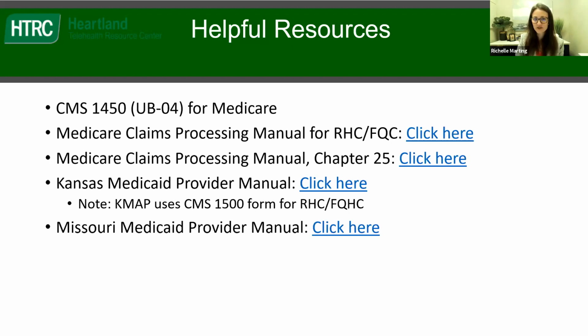When I send the slides out, you'll be able to follow these hyperlinks to some of the important references that I'm relying on in completing the claim form. So there's a claims processing manual for RHCs and FQHCs, the general claims processing manual for the UB04 or 1450 claim form, and then provider manuals for Kansas and Missouri Medicaid. Oklahoma is a little bit different because they don't have a comprehensive RHC FQHC manual, but they do have some helpful billing instructions that we'll go through.